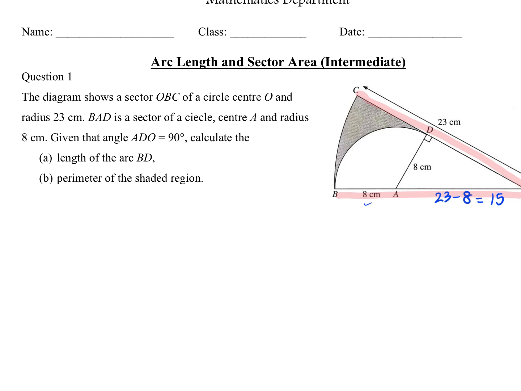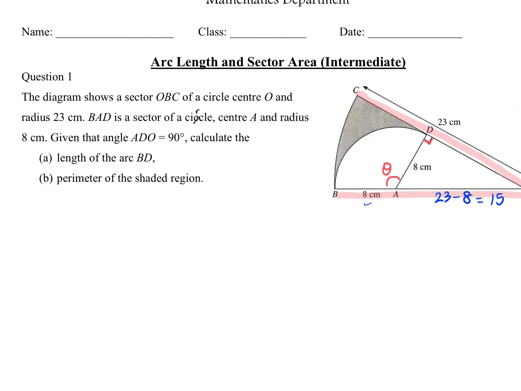Next one, the question says BAD is a sector of a circle, center A. So I have the sector over here, but they only gave me the radius is 8 cm. There's no angle, so this angle is unknown. If we were to find anything related to a sector and arc length, we will need to find this angle later. They gave us that angle ADO is 90 degrees. That means we have a right angle triangle, and we are able to use that information to find some stuff. So from here, the question asks me to find arc length.